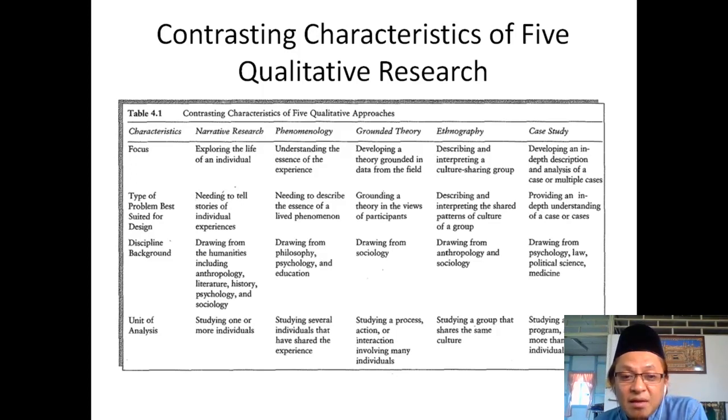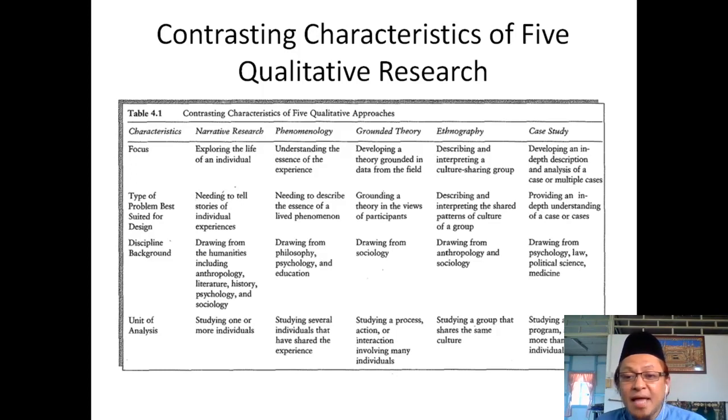Grounded theory, we want to develop a theory because there isn't any suitable theory, and the focus is based on participants who are going to be involved in helping us develop the theory, because that participant is in the context where we want to study. Ethnography, describing and interpreting the shared patterns of culture of a group. So the keyword here is group of people. They share similar culture. As I said just now, it can be the work life, the culture of an academic librarian or lecturers teaching information science subjects. So they share the same pattern of culture. We want to describe and have an in-depth understanding about their work life. So this is where we need to use ethnography.